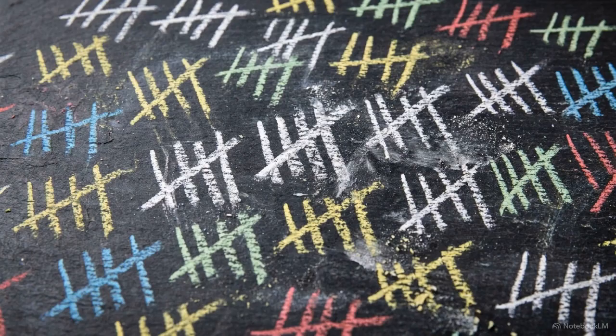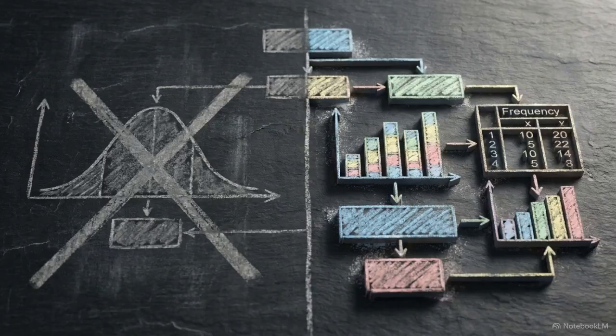Here is the unbreakable rule. When dealing with categorical frequency counts, parametric assumptions are violated. To extract meaning from this data, you must take an entirely different analytical path.